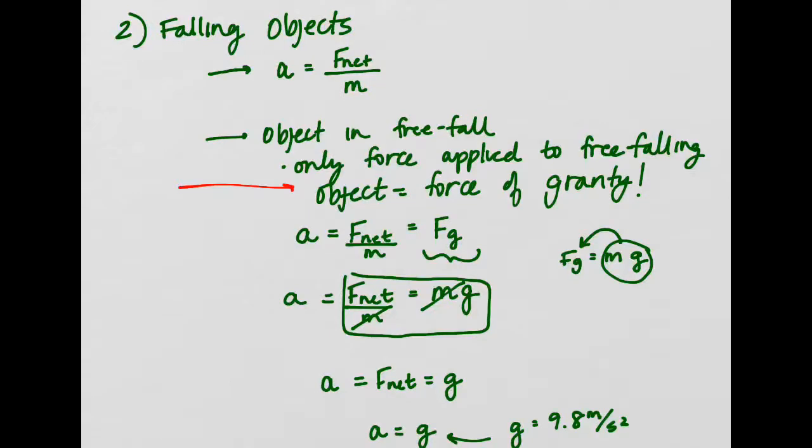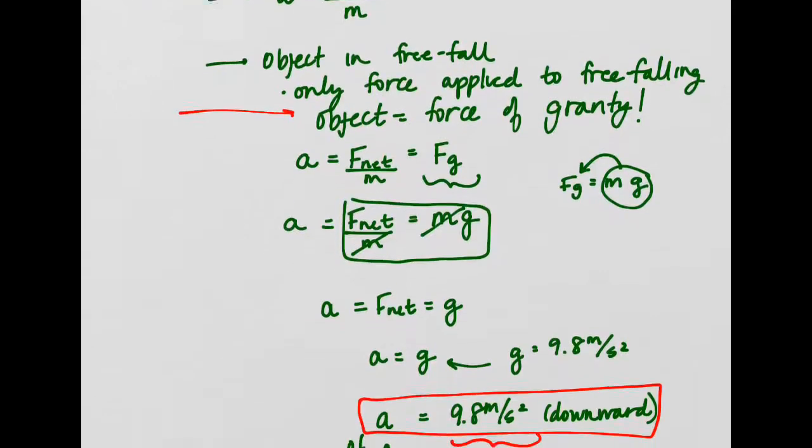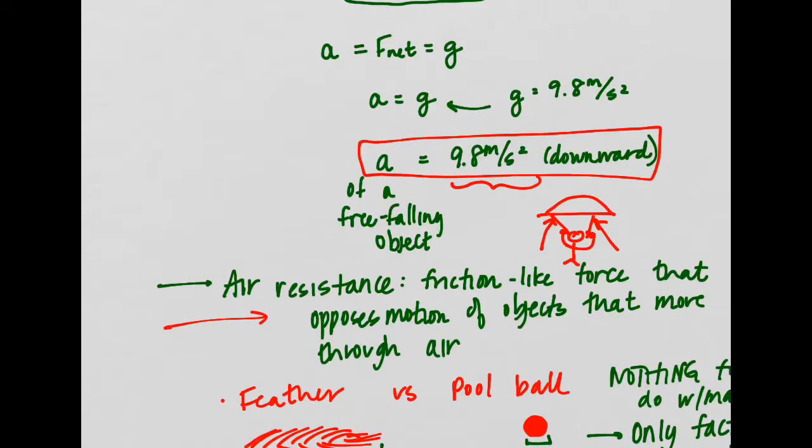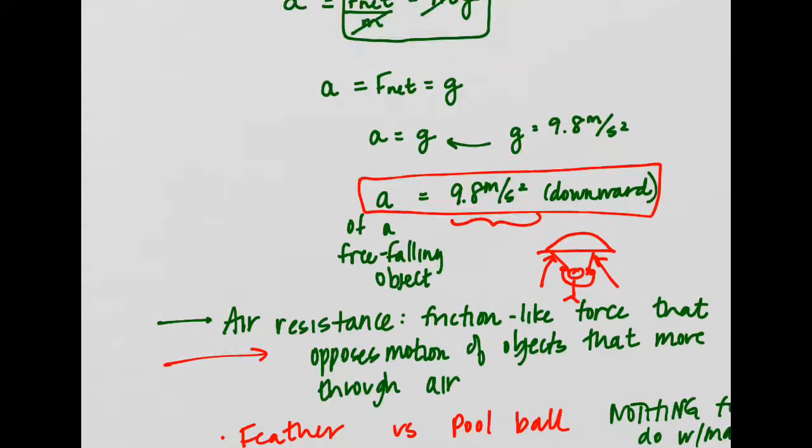The second one was falling objects. You need to be able to discuss how Newton's second law can be applied to falling objects, and you need to be able to use the equation acceleration equals net force divided by mass to explain the acceleration of a falling object. Remember that the only force applied to a free-falling object is the force of gravity, because air resistance is small, but it still exists. Air resistance is another force. It's the force that pushes back on an object as it's falling downward.